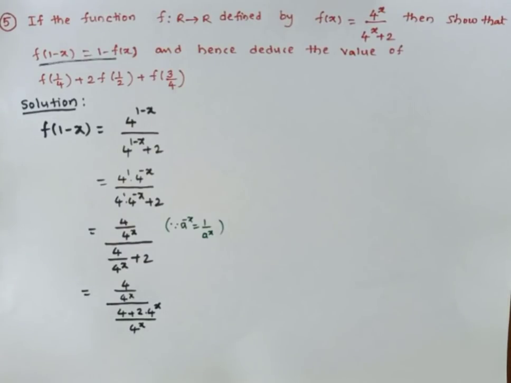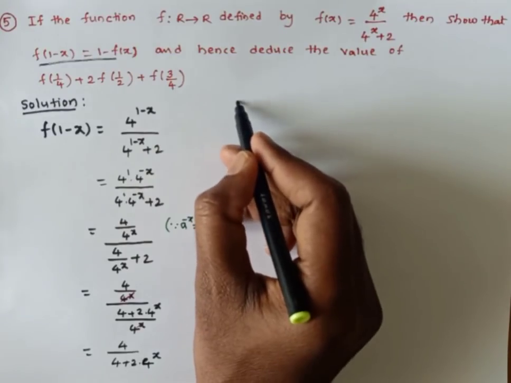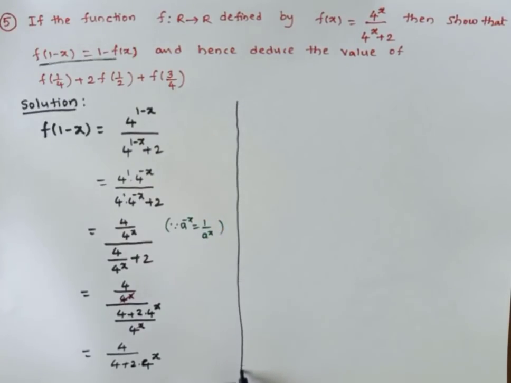Right? So in the numerator 4 power x and in the denominator 4 to the power of x gets cancelled. Now, this value is equal to 4 divided by 4 plus 2 into 4 power x. Right? Now, 4 by 4 plus 2 power 4x.